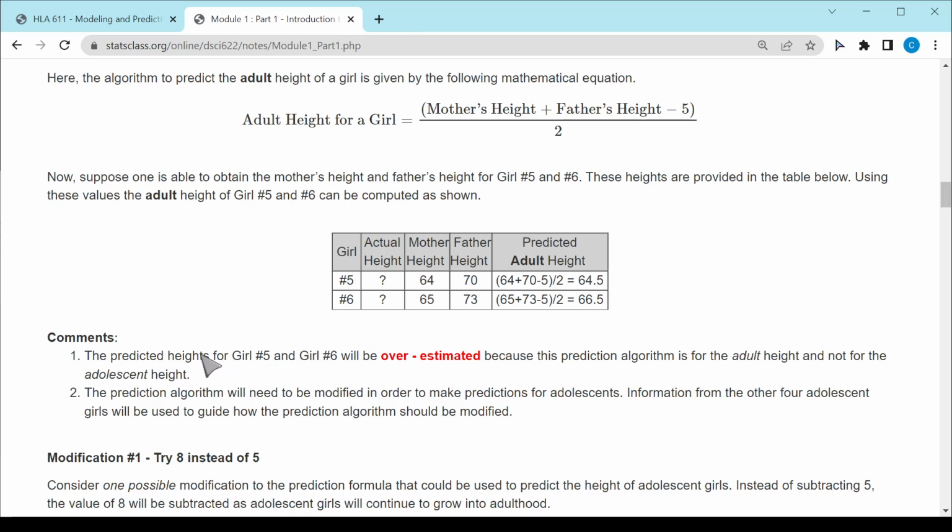Now, these predictions that I have for girl number 5 and girl number 6 are going to be overestimated, because this algorithm here is predicting the adult height, and what I'm interested in is the adolescent height. So these numbers are going to be too tall. This should be what I anticipate this child to be when they're an adult, but I'm interested in the adolescent height. So the prediction algorithm is going to need to be modified in order to make predictions for these younger girls. Again, I'm going to use information from the other 4 adolescents to guide how the prediction algorithm should be modified.